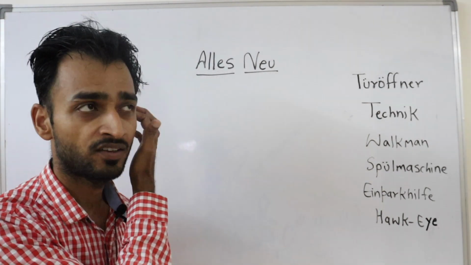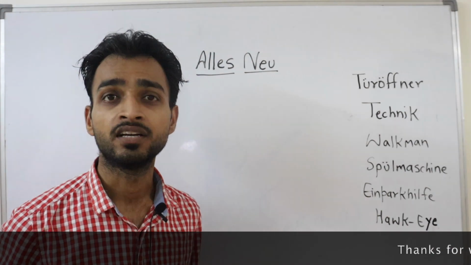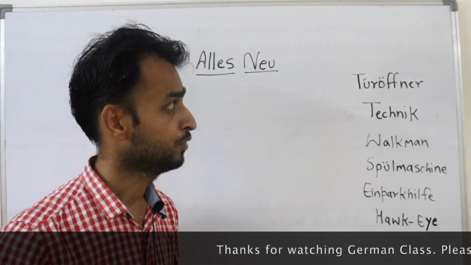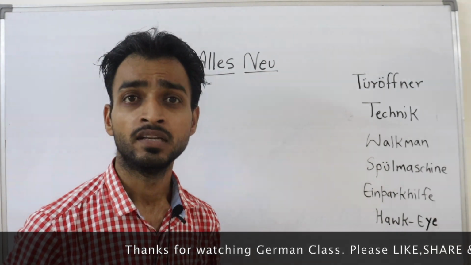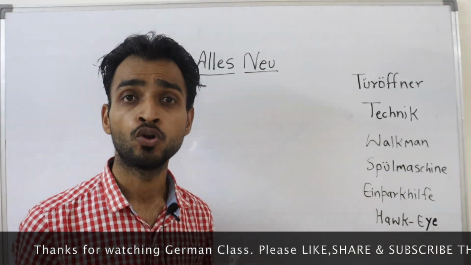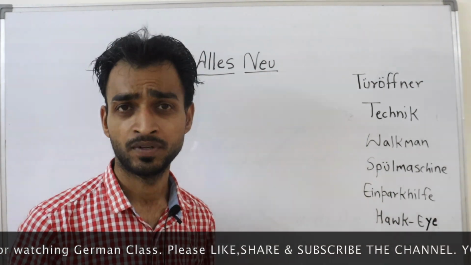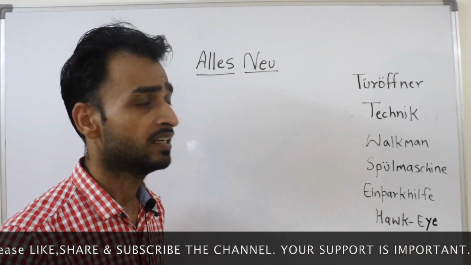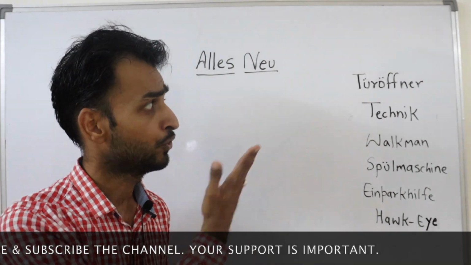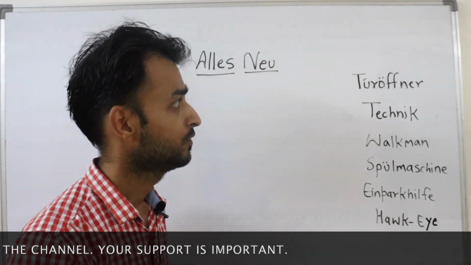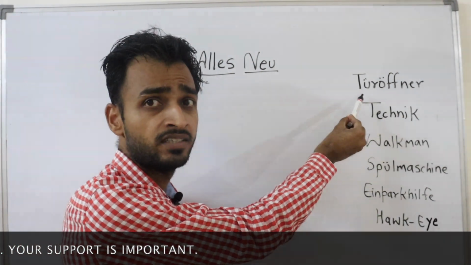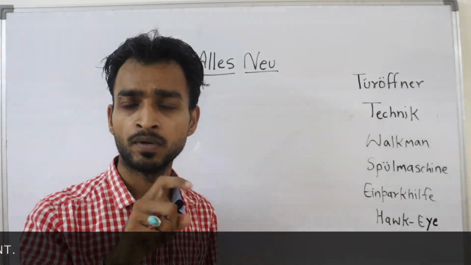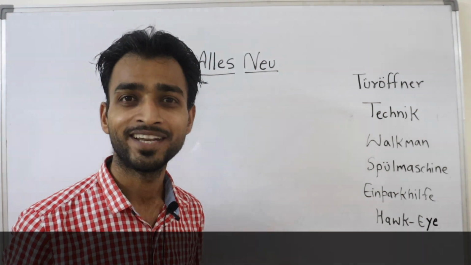So what do you understand? Alles neu means neue Technik, Technologie. So in diesem Modul oder in dieser Lektion lernen wir über Technik, Technologie. Welche Technik gibt es hier? What are the different types of techniques here? Like we are using nowadays Türöffner. Türöffner, das ist eine Technologie. Türöffner mit Zahlencode. Door opener with password code. So das ist neue Technik.